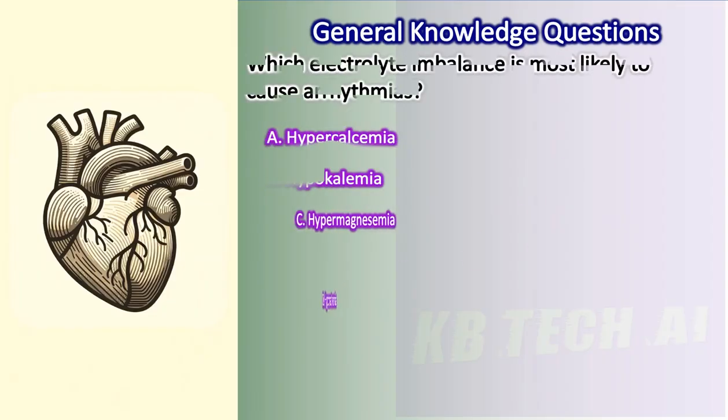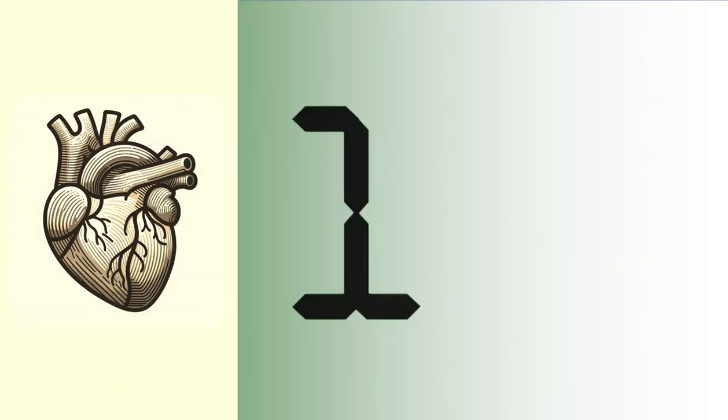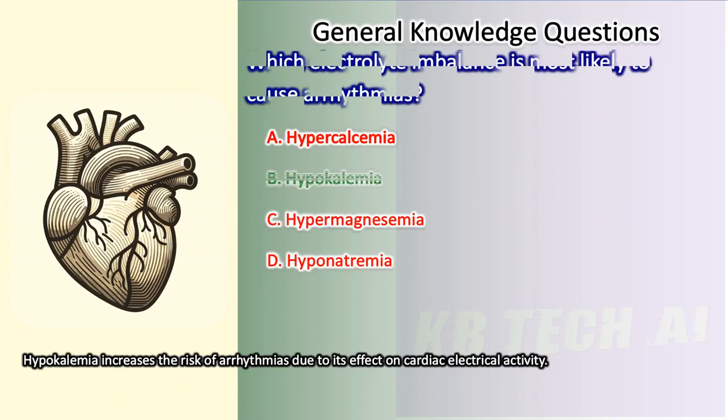Which electrolyte imbalance is most likely to cause arrhythmias? Option 1, hypercalcemia. Option 2, hyperkalemia. Option 3, hypermagnesemia. Option 4, hyponatremia. The answer is option 2, hyperkalemia.